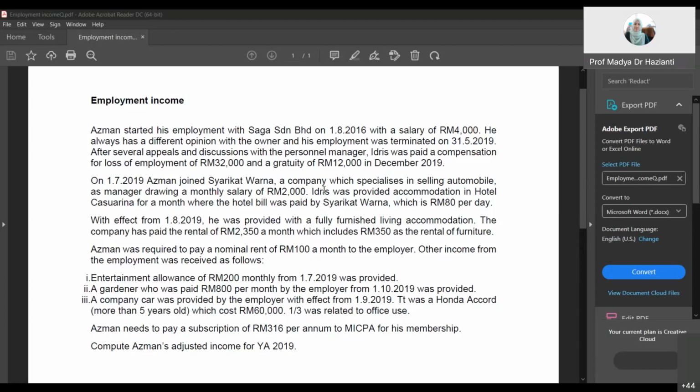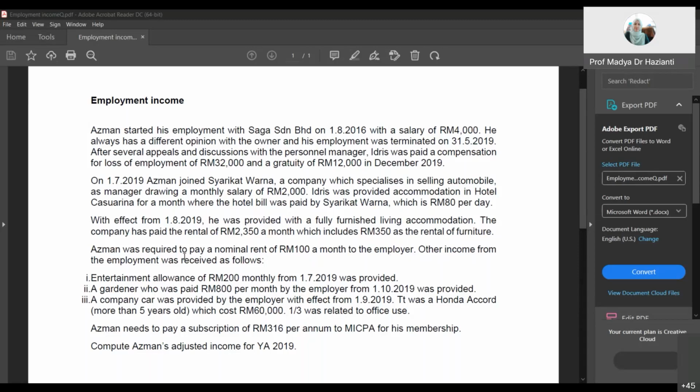Orang yang sama, salah nama. Azman joined Syarikat Warna, a company which specializes in selling automobile, as manager drawing a monthly salary of 2,000. He was provided accommodation in Hotel Casuarina with a month where the hotel bill was paid by Syarikat Warna, which is 80 ringgit per day. With effect from 1st August, he was provided with a fully furnished living accommodation. The company has paid rental of 2,350 a month, which includes 350 as the rental of furniture. So he was required to pay nominal rent of 100 a month to the employer.